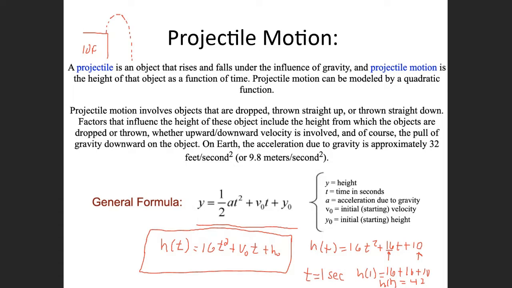That's how we use this formula. This formula is the height at any given time. So any time I give you, you just plug it in here, and it gives you the height at which that object would be. Okay, so that's the basic formula. Know it. We're going to be using it a lot.